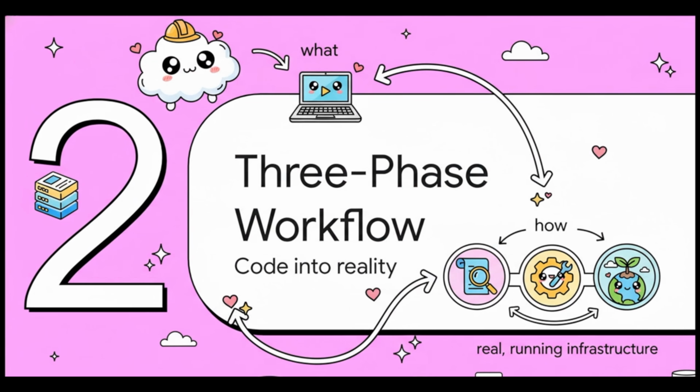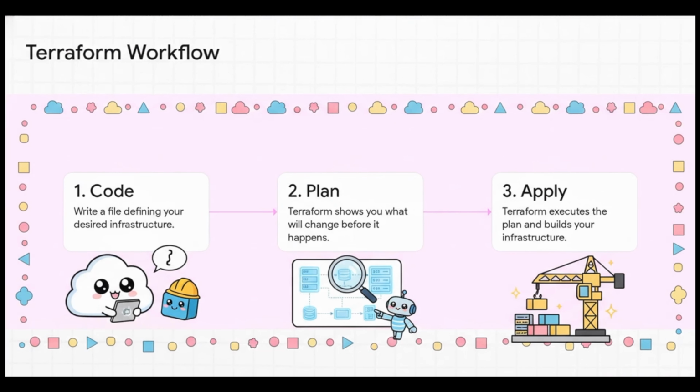So now that we know what it is, let's look at how it works. Terraform has this really elegant 3-phase workflow that takes your code and turns it into real, actual running infrastructure. It really just boils down to these 3 steps: code, plan, and apply. You write down what you want, Terraform shows you what it's going to do, and then it goes and does it. It's a clean, safe, and repeatable process. Let's look at each step.